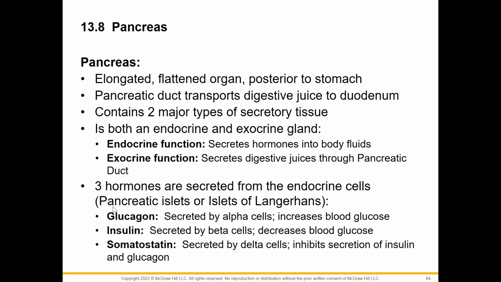Glucagon. So, first thing you want to note, gluco, sugar. This hormone has something to do with sugar in the body. We already know that insulin has something to do with sugar. So, how are they different? Glucagon is secreted by alpha cells and it increases blood glucose levels.